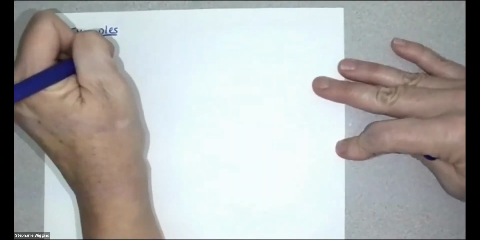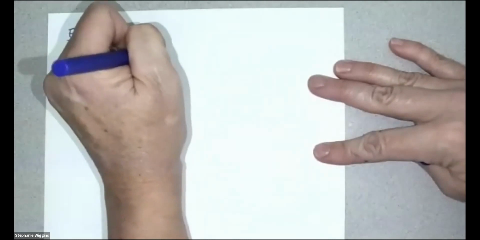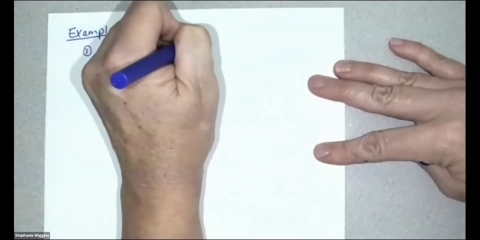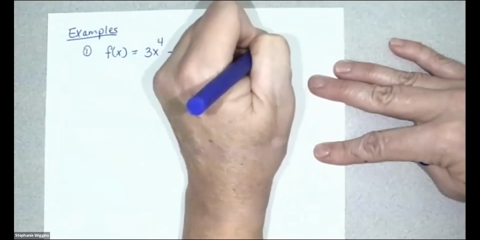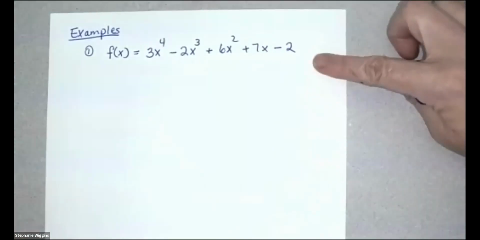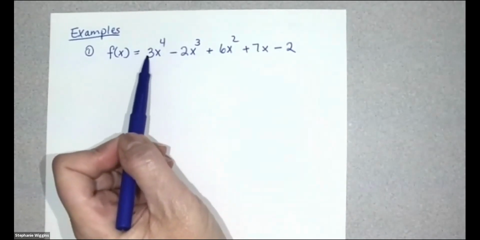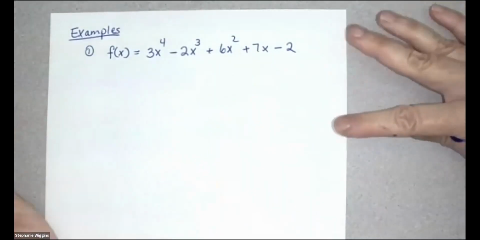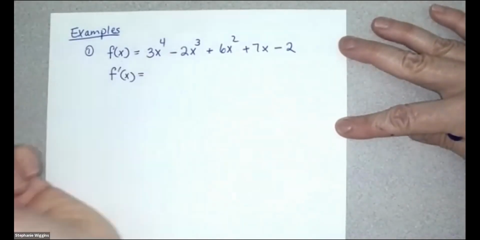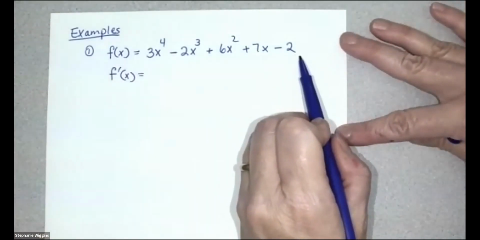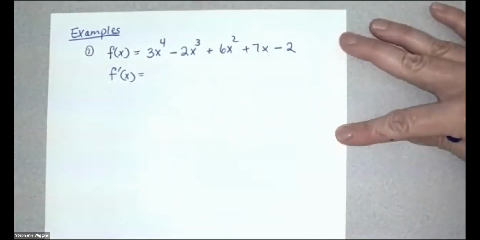So we have, let's say, f of x is equal to 3x to the fourth minus 2x cubed plus 6x squared plus 7x minus 2. Okay, this is a polynomial. It's a collection of powers on x multiplied by constants added and subtracted together, right? So if I want to find the derivative of a polynomial, I'm applying the power rule to each term. I can just take the derivative of each term separately and do it that way.